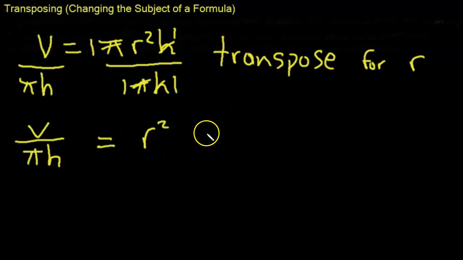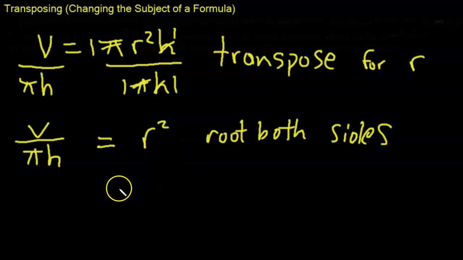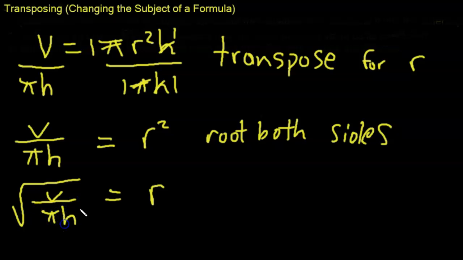To get r, we take the square root of both sides. So the square root of r squared is r, and then we take the square root of v over pi h, and that's our solution. R is the square root of v over pi h. Let's look at another one.